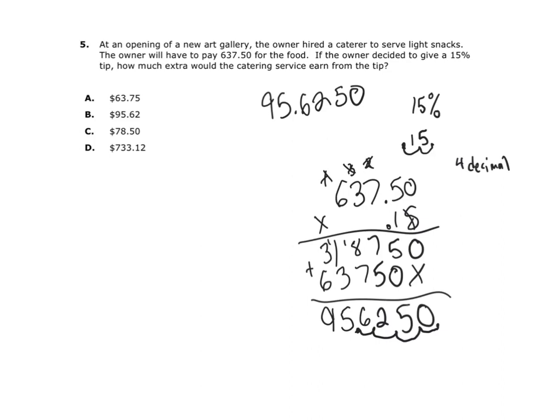Now, it says how much extra would the catering service earn? So since it's just looking for the extra, just the tip, we can stop there. If it had asked for how much total, then we would have had to add it back. But since it's asking for just the extra, we get to stop. So our answer is B, 95.62.